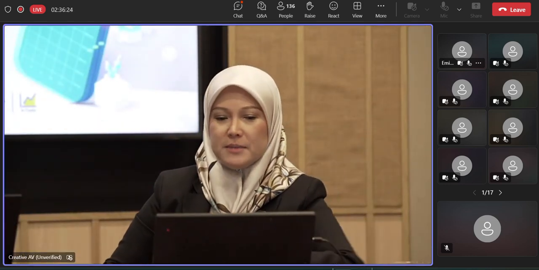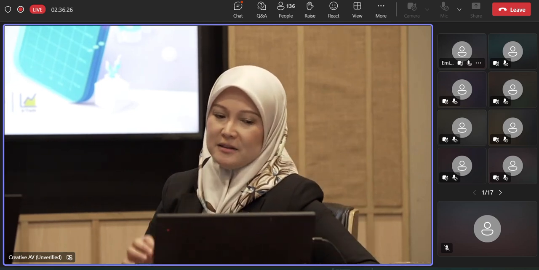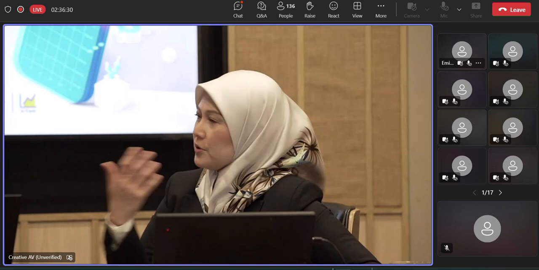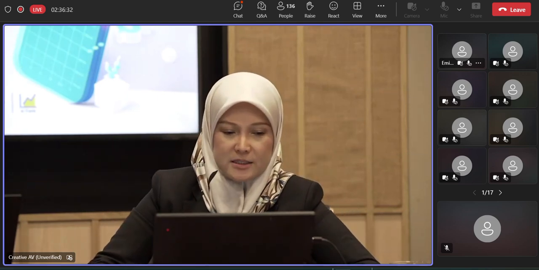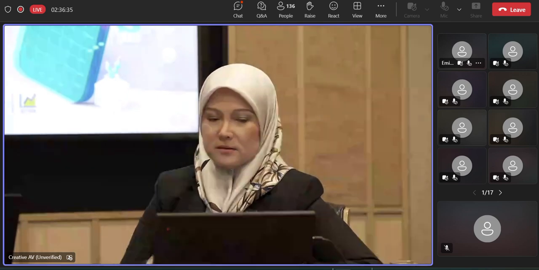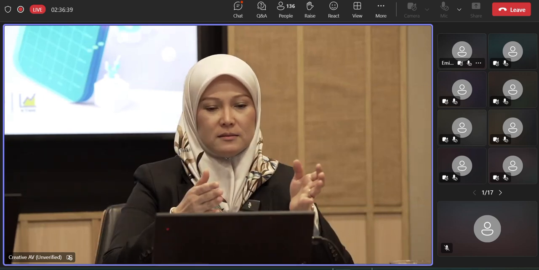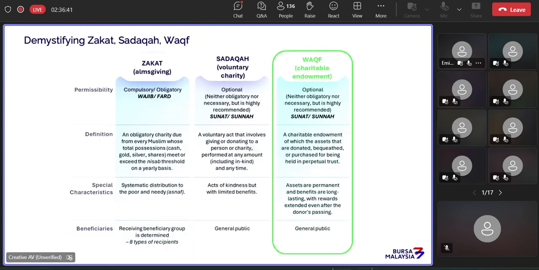Okay, so that's what it means by assets are held in trust, and income generated for the Wakaf assets will only be used for general or social impact initiatives. And the next one, I just need to explain further what's the difference between zakat, sadaqah, and also wakaf.